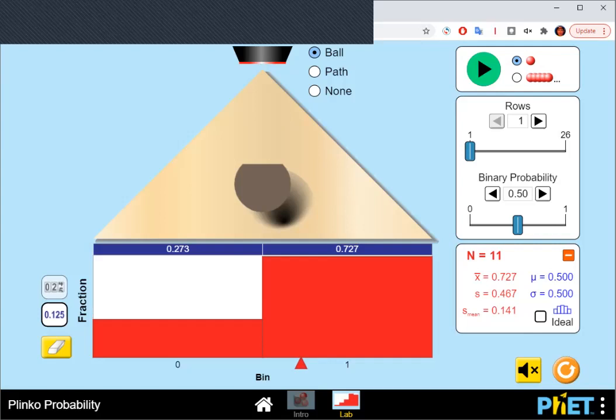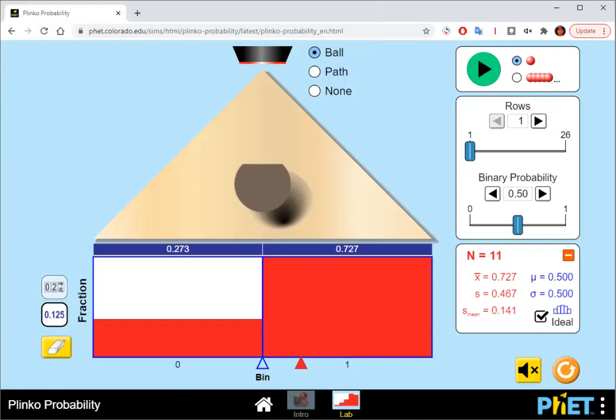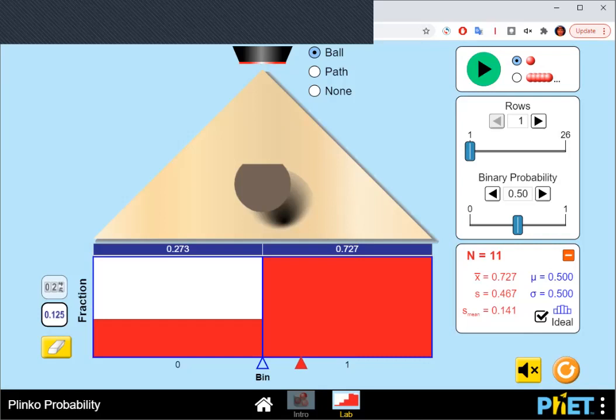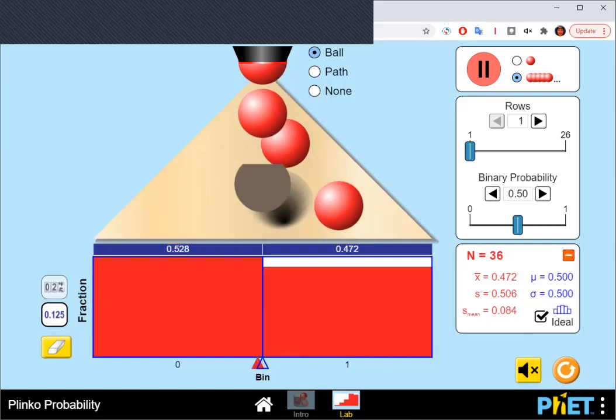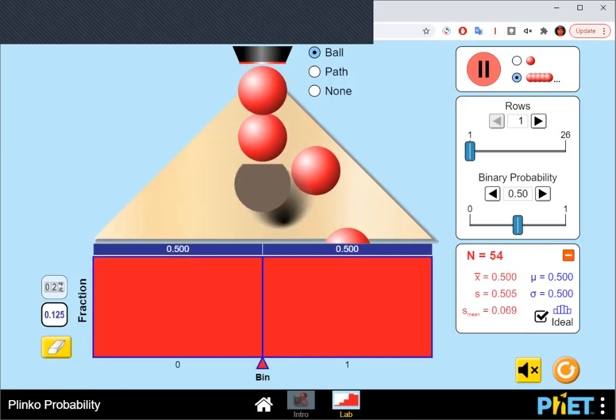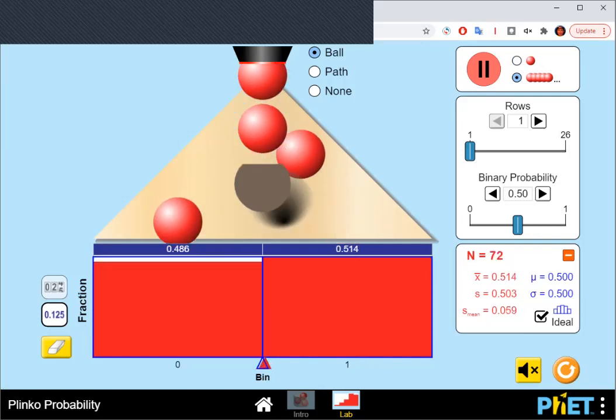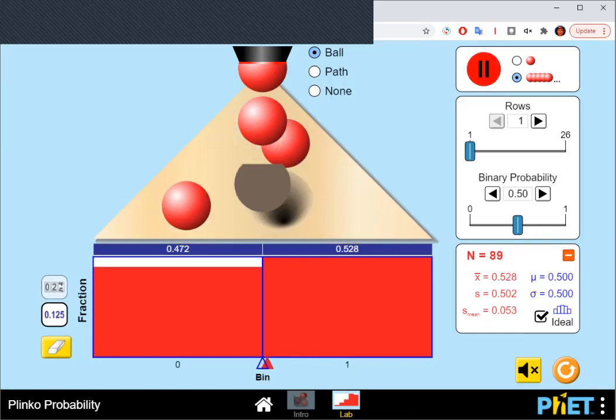Then there's something called ideal here, which is the equivalent of the true probability. Here's the ideal frequency, so what you would expect. These blue rectangles tell us what we should expect. Thus far, it's not going the way we expected. But of course, if we keep dropping balls, then the red count, meaning the fraction, both of them will approach 0.5.